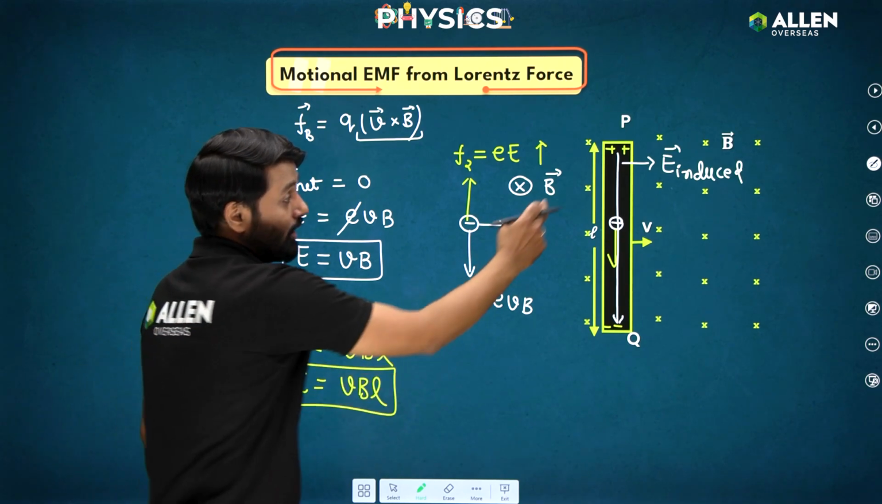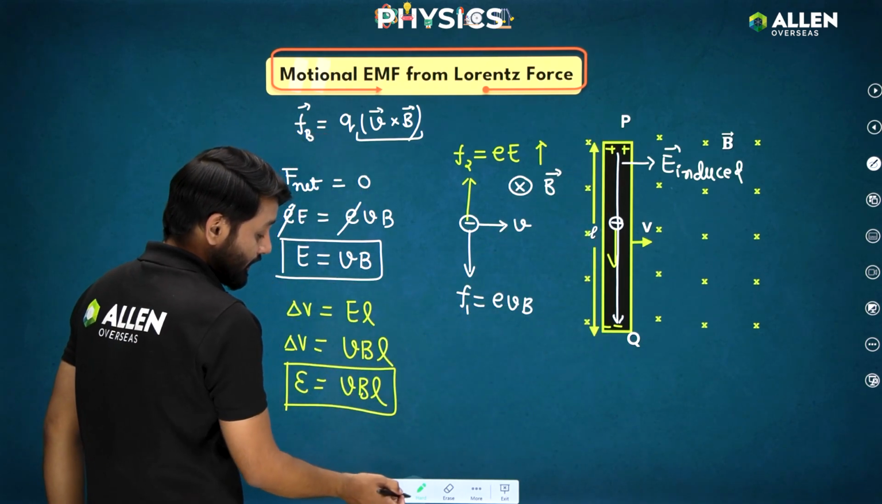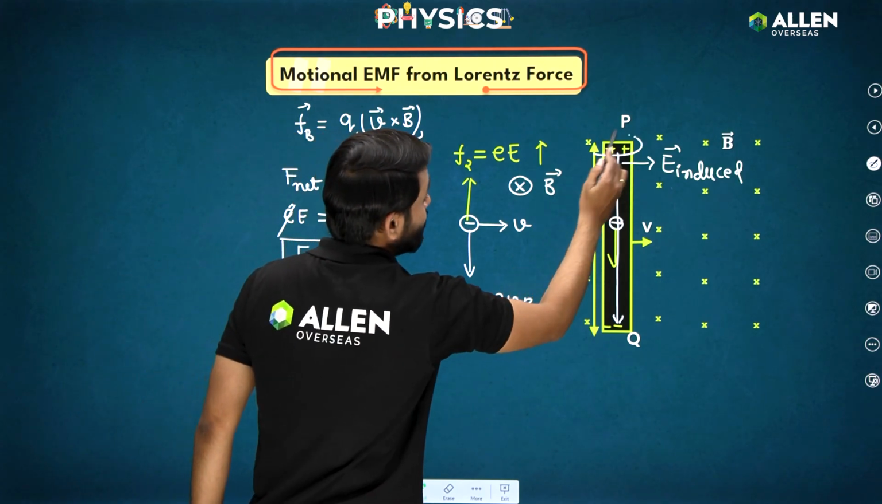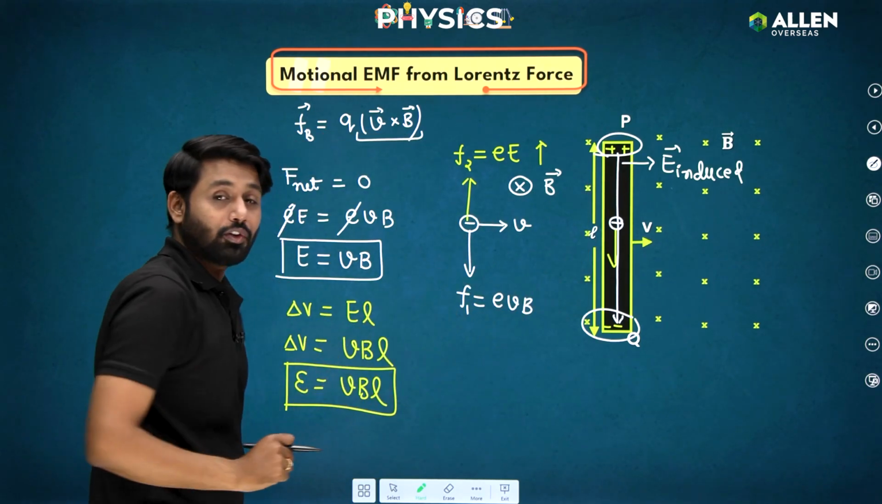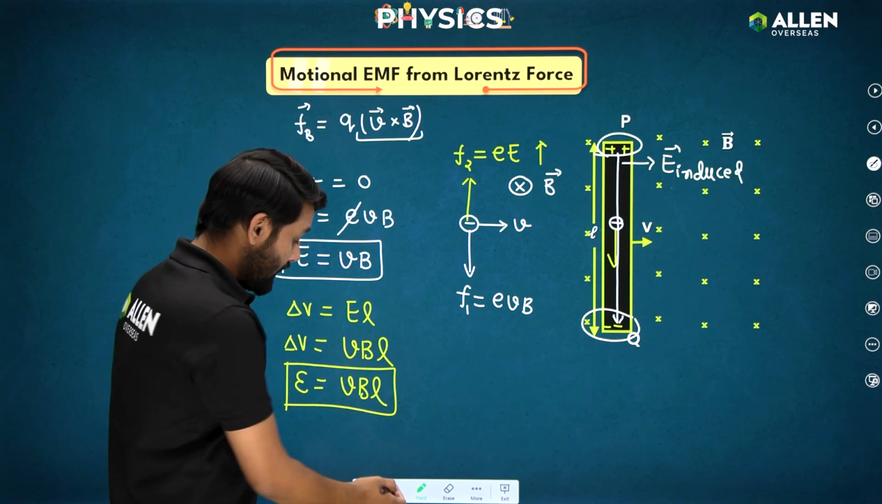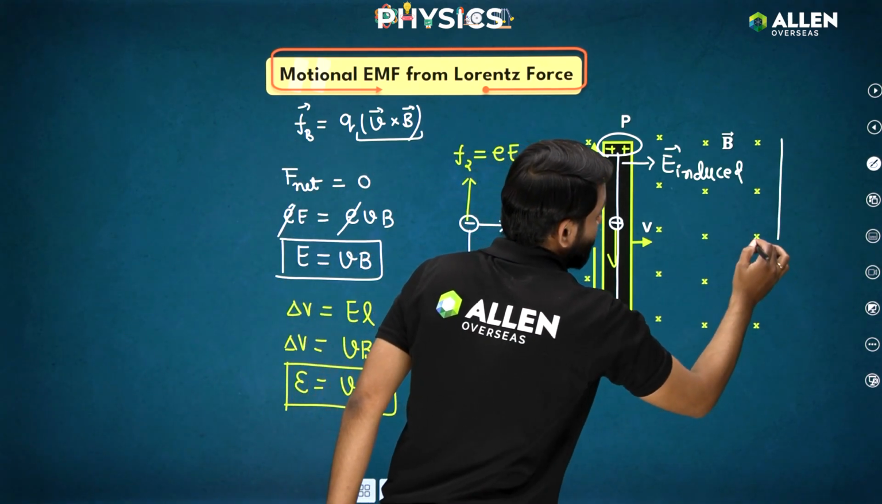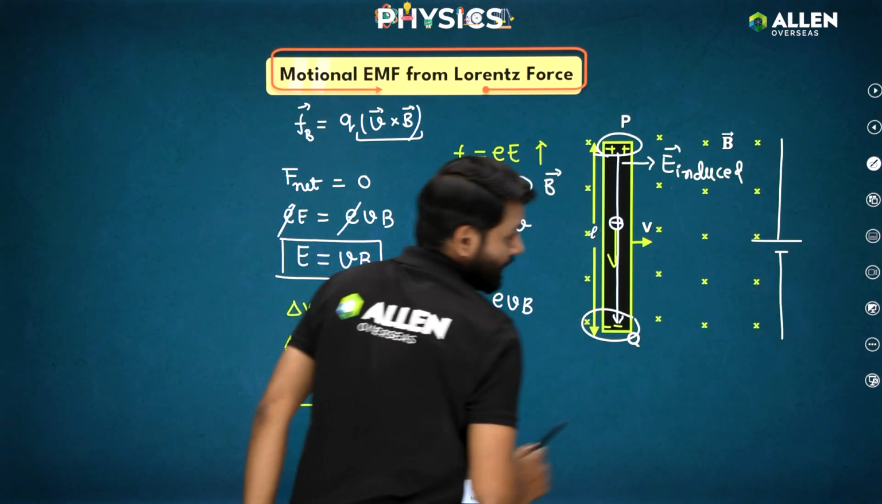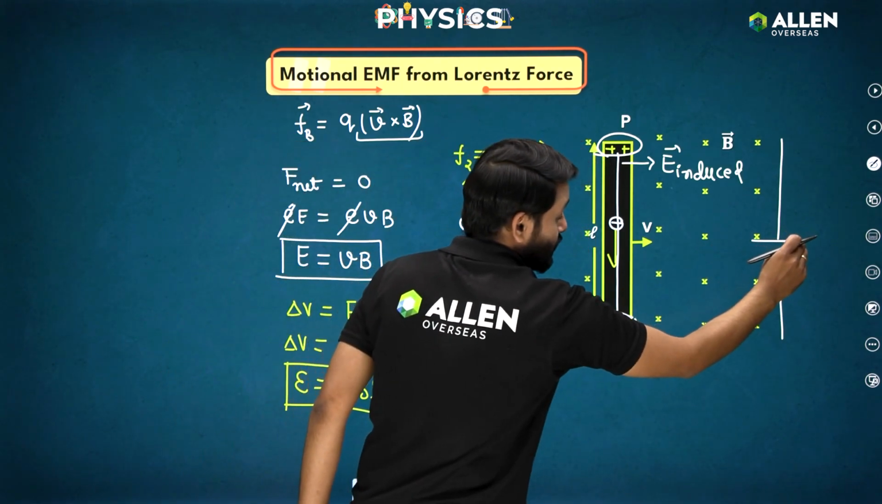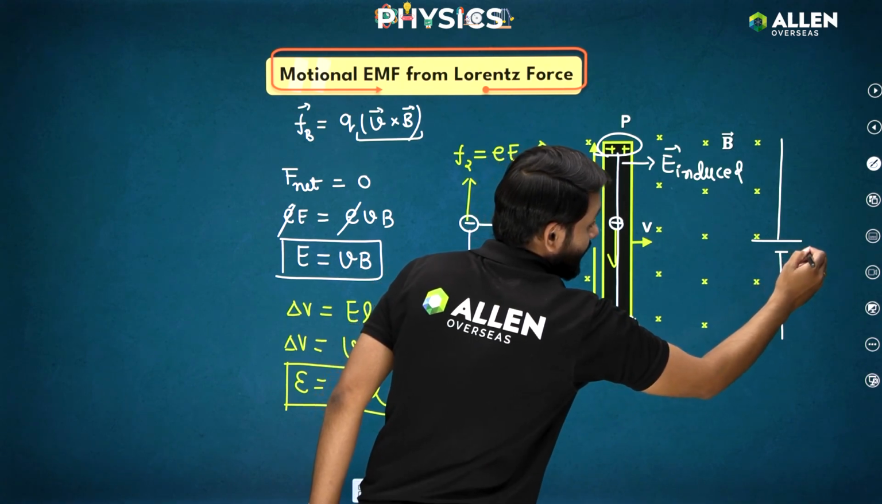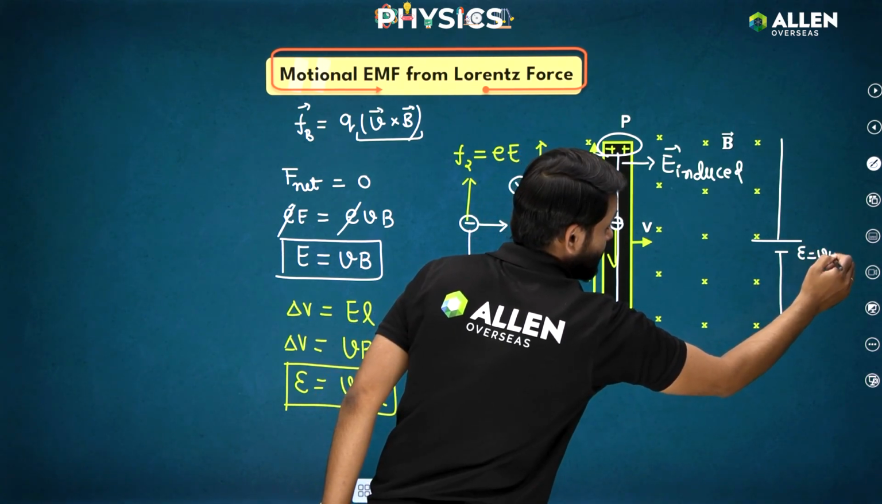Okay. So this end, you can see I explain everything. This end of the rod will acquire positive charge. This end of the rod will acquire negative charge, right? So you can replace this by a cell, right? This is positive polarity, this is negative polarity, and EMF is VBL.